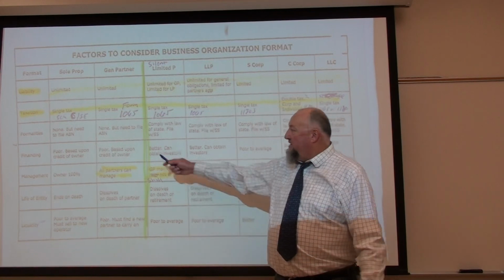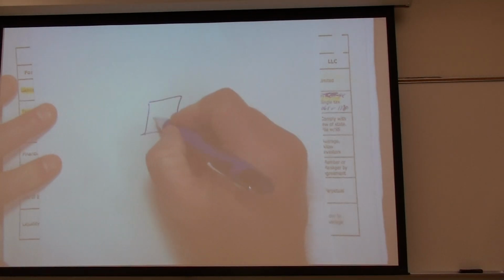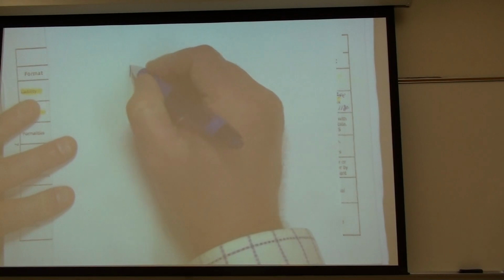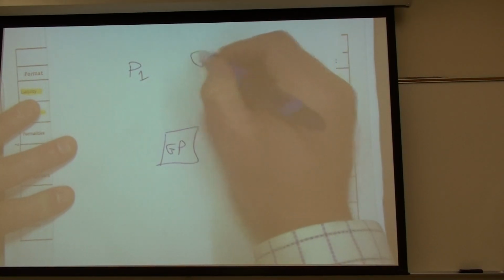Now in terms of management and taxes, so let's say we have a general partnership here, and we have two partners, partner 1, partner 2, these general partners.